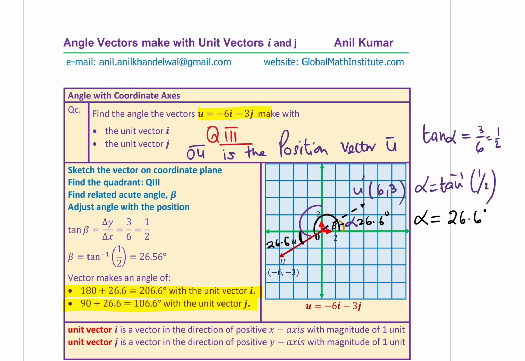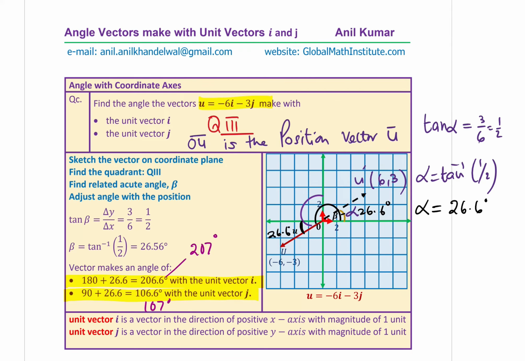with j. When you want to write them rounded to three significant figures, this will be written as 207 degrees and this will be written as 107 degrees, right? Remember that. Once again, a reminder of what unit vectors are.